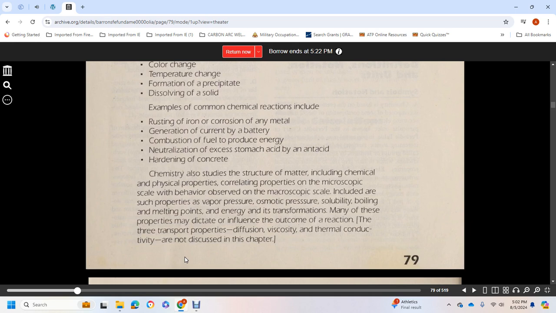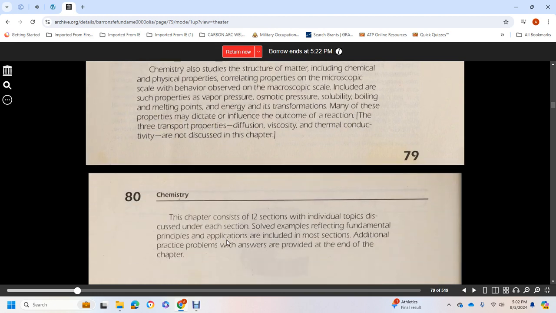Chemistry also studies the structure of matter, including chemical and physical properties, correlating properties at the microscopic scale. Behavior observed at the macroscopic scale includes some of the properties of vapor pressure, osmotic pressure, solubility, boiling and melting points, and energy transformation. Many of these properties may influence the outcome of the reaction. Three transport properties, diffusion, viscosity, and thermal conductivity, are not discussed in this chapter.